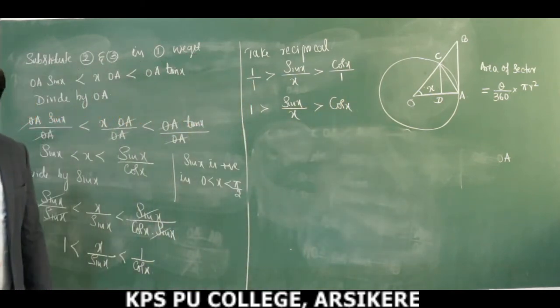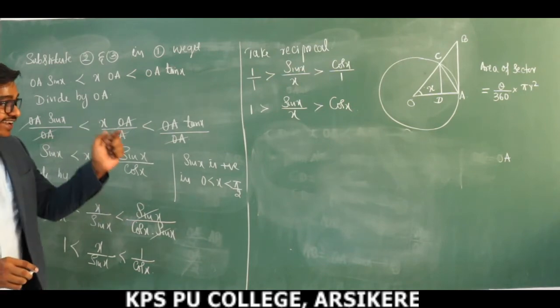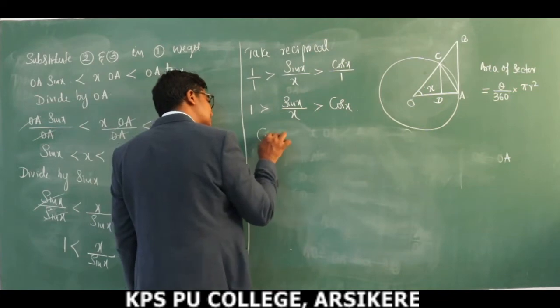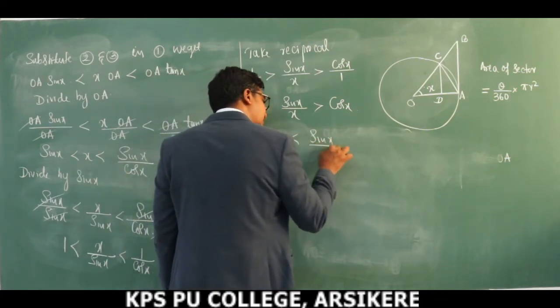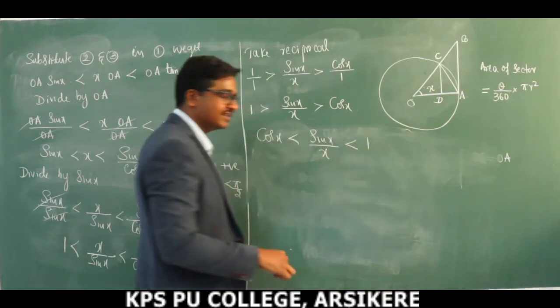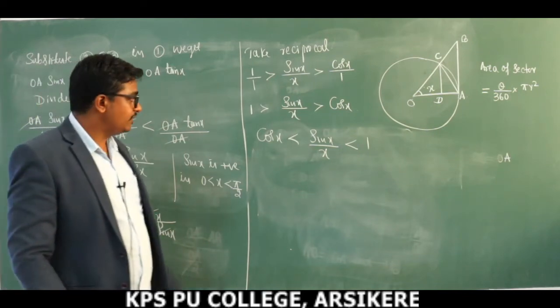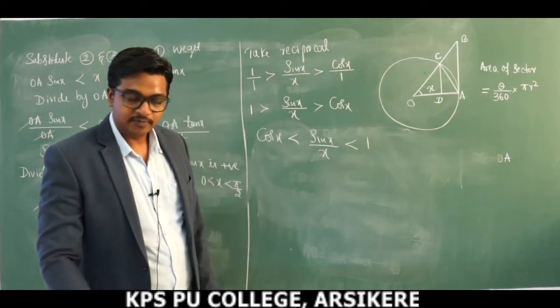Understood, children? Greater than cos x. See, 1 greater than sin x divided by x, greater than cos x. So this can be written as, first write cos x, this is less than sin x divided by x, less than 1. This is what we obtained here. So see, the sandwich theorem statement is proved: cos x less than sin x divided by x less than 1.